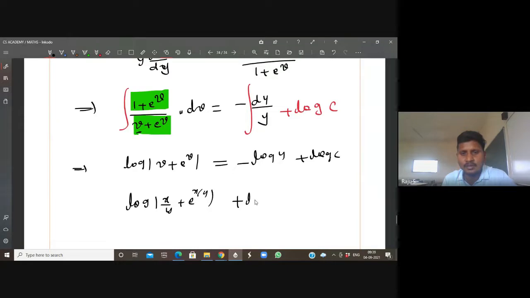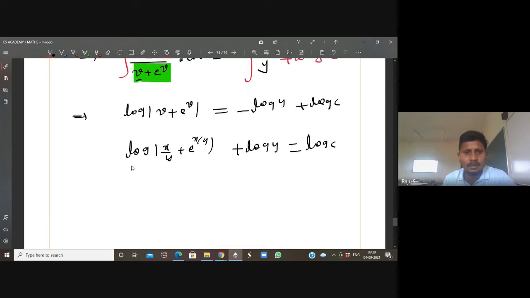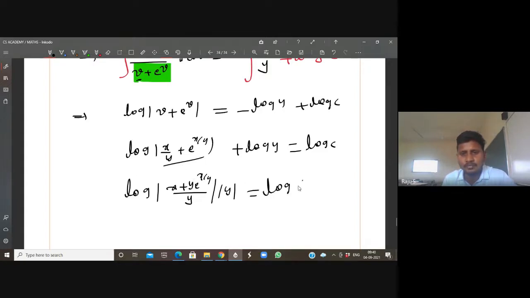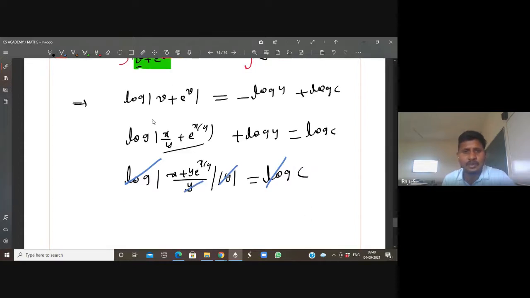Take log y to the left side: plus log y is equal to log c. Now you can apply the formula log a plus log b is log ab. Now you can take LCM over here. When I take LCM, y, x plus y, e power x by y. This is log a, this is log c. Can I cancel this log? Yes, y gets cancelled. So finally, what is the answer? x plus y e to the power of x by y is equal to c.